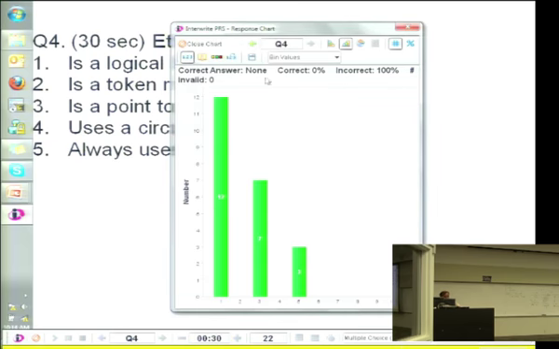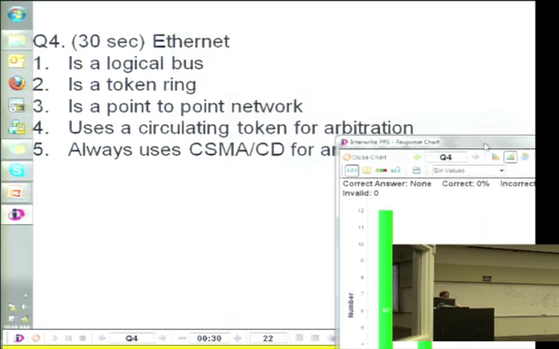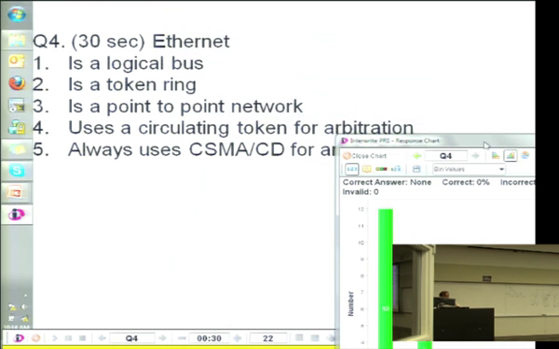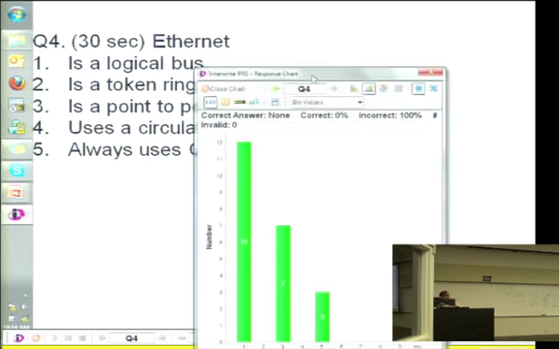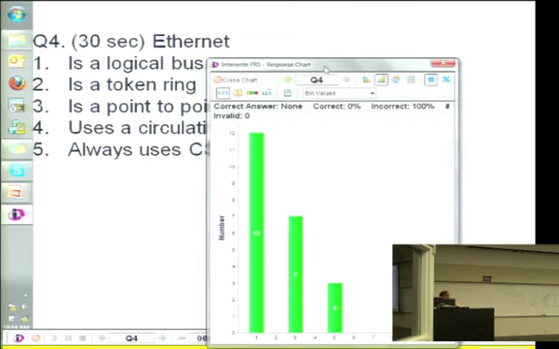Wow, this is good. Some of you picked number 3, saying that it's a point-to-point network. It is not. These days it's becoming more like that physically, but logically Ethernet is still a bus. So if you chose number 3, here's a chance for you to clarify if you have doubts about Ethernet. Any doubts about Ethernet? Okay, pardon me?